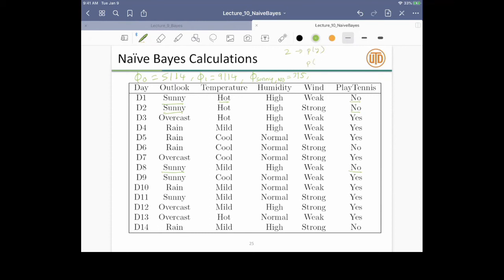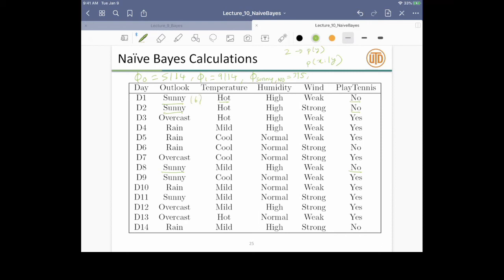The number of parameters for p of xi given y is you need all the values of xi and you need all the values of y, right? So for outlook, you have three possible values of outlook and you have two labels, right? So there are actually 6 parameters for outlook.